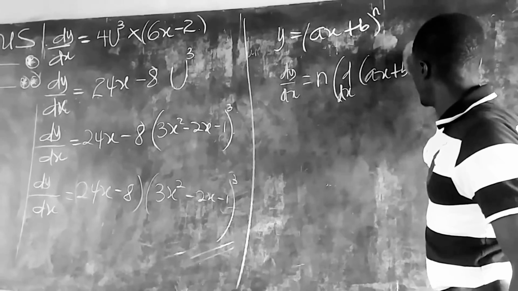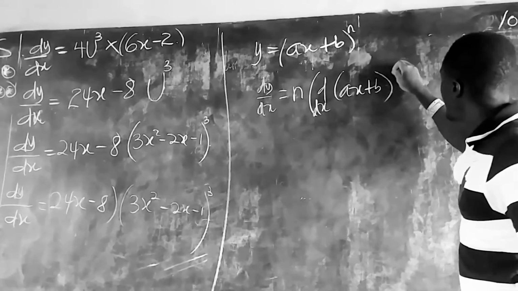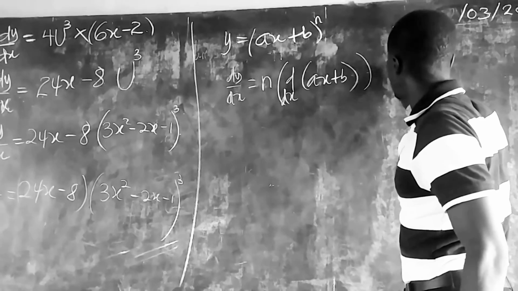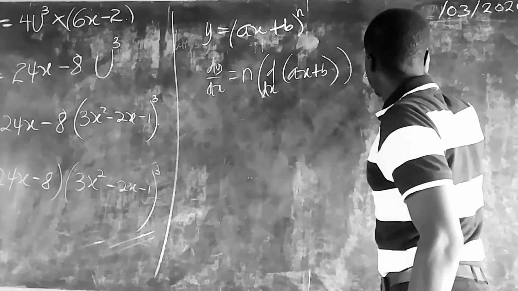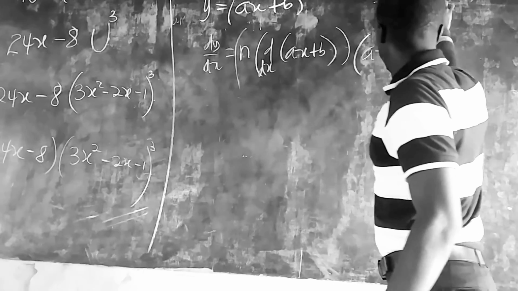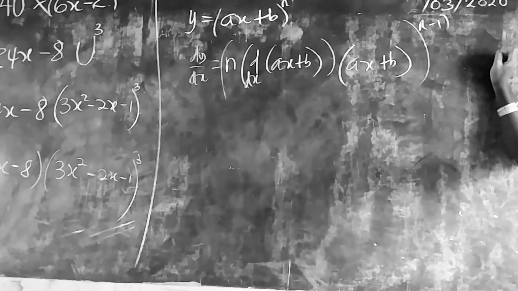Ax plus b. Then you write the term again, so ax plus b all exponent n minus 1. It's very simple.